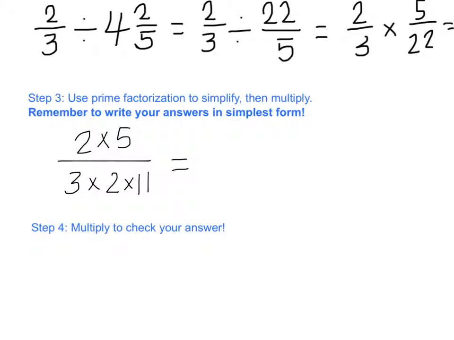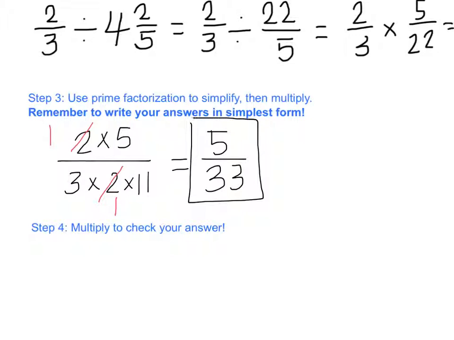So now we have our multiplication problem. Are we ready to multiply? Do we have any common factors in the numerator and the denominator? Ruba? We have a 2 up here and a 2 down here, so I can cross them out and turn them into 1s. Okay, let's multiply. What's 1 times 5? What's 3 times 1 times 11? 33. So our answer for 2/3 divided by 4 2/5 is 5/33.